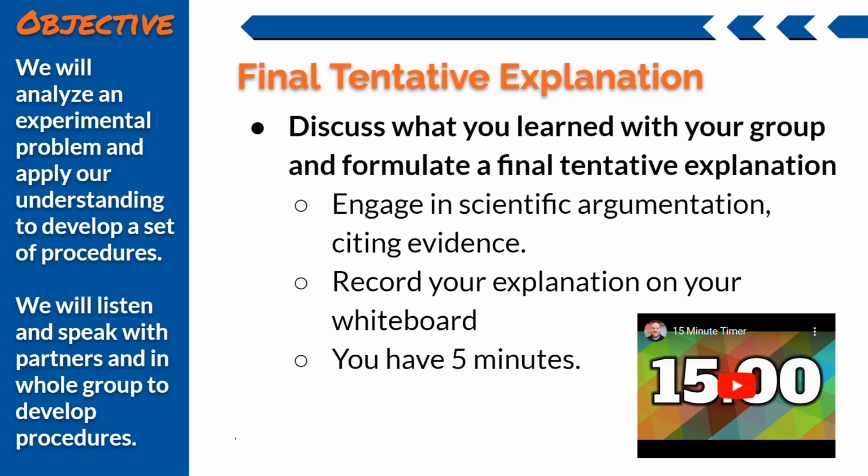Whatever arguments you make, you do need to cite evidence. So you can cite evidence from the checks you had. You can cite evidence from the checks that somebody else told you about. But you need to come up with a final explanation, and then you need to record that explanation on a whiteboard. And the whiteboards are at the back of the room, on the counter in front of the calculators, and there are dry erase markers on the other side of the clock, also at the back of the room. Guys, real quick, before you go and get that stuff, listen up for just a second.